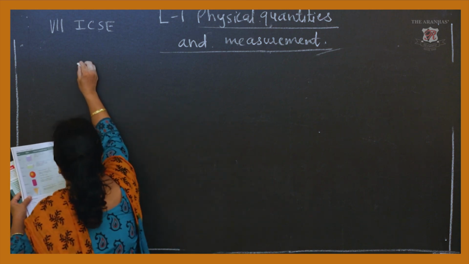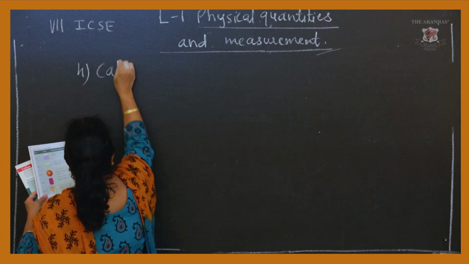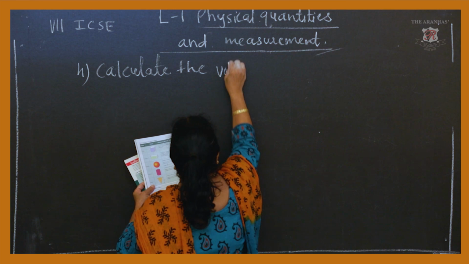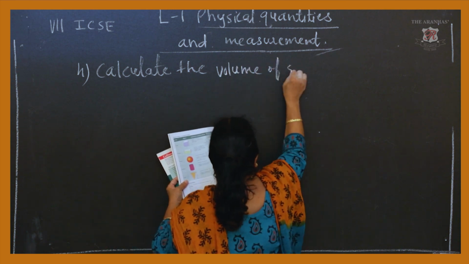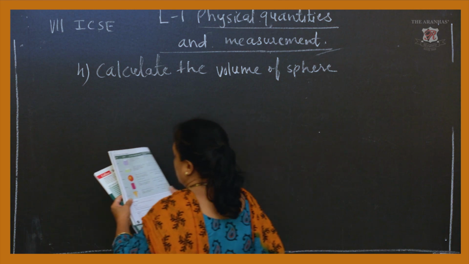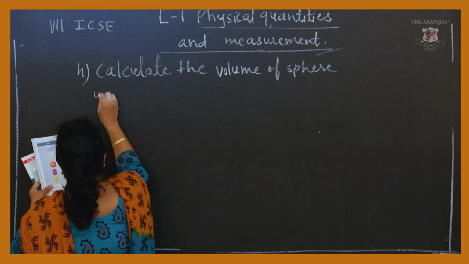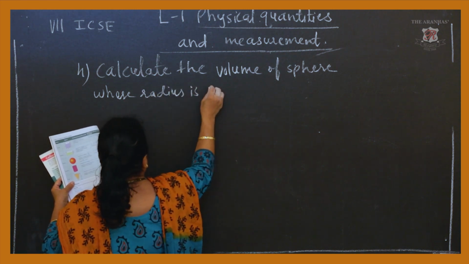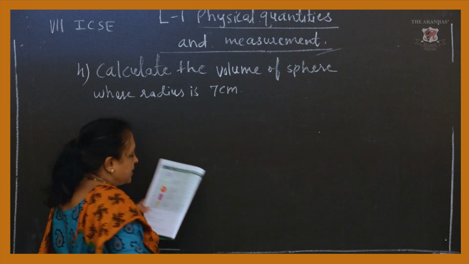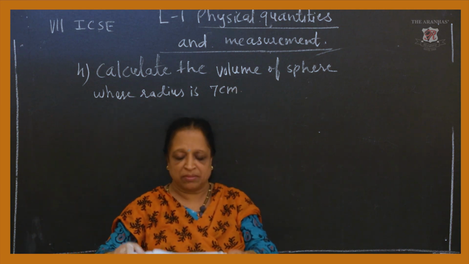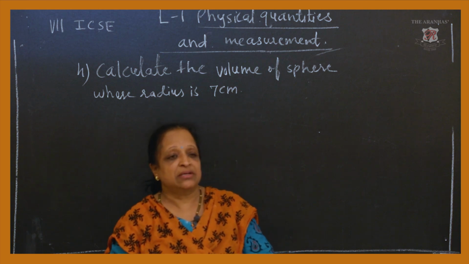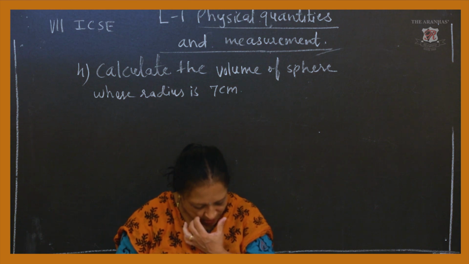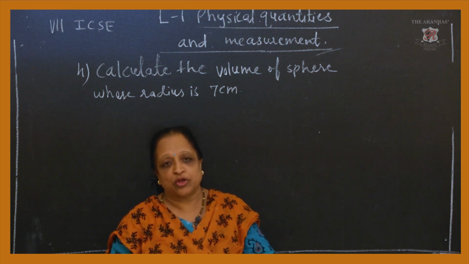Here, third sum, or I don't know, fourth I think. Calculate the volume of sphere whose radius is 7 centimeter. Let us take it this way. You can take 10, 8, any number, but now I have taken 7 centimeter. Now we know that the volume of the sphere formula we have is 4/3 pi r cube.